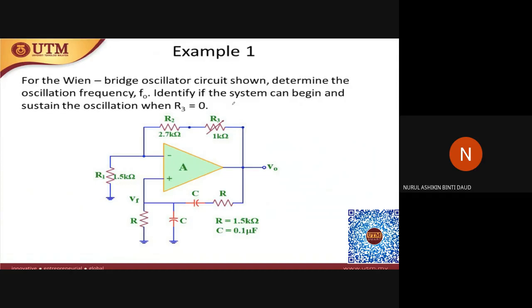Okay, for the Wien bridge oscillator circuit shown, determine the oscillation frequency. So what you have to calculate inside this circuit is the oscillation frequency, and also you need to identify if the system can begin and sustain. So it's different, yeah? System can begin and sustain.